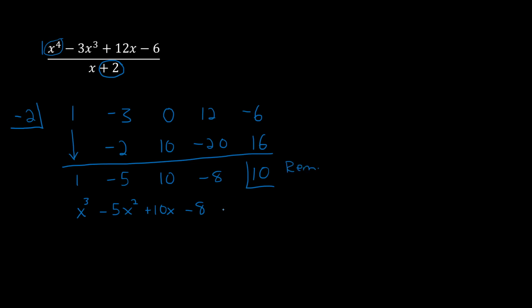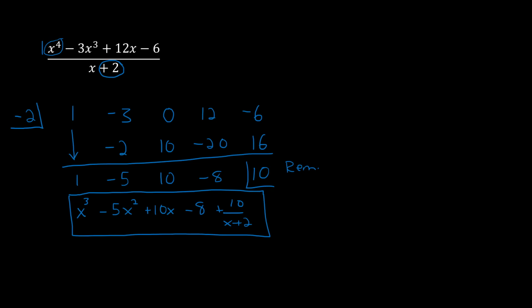So the remainder you could write as a fraction. So we have 10 over the x plus 2 that we are dividing by. And so this right here would be my solution. So once again, make sure you put in the zeros, and then once you have the numbers, put in the variables in descending order.